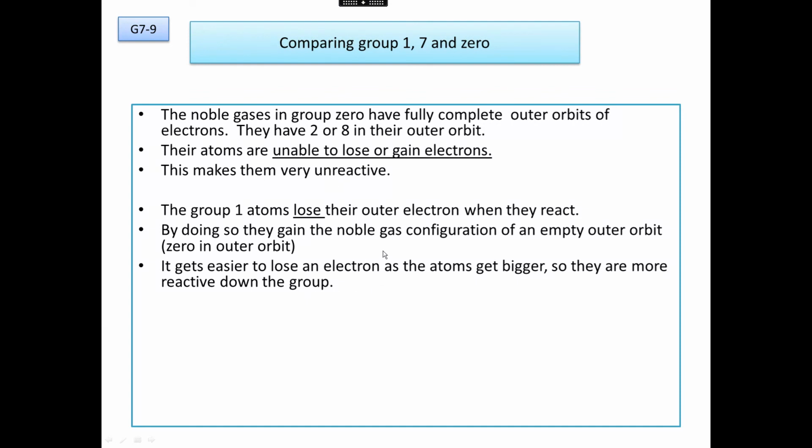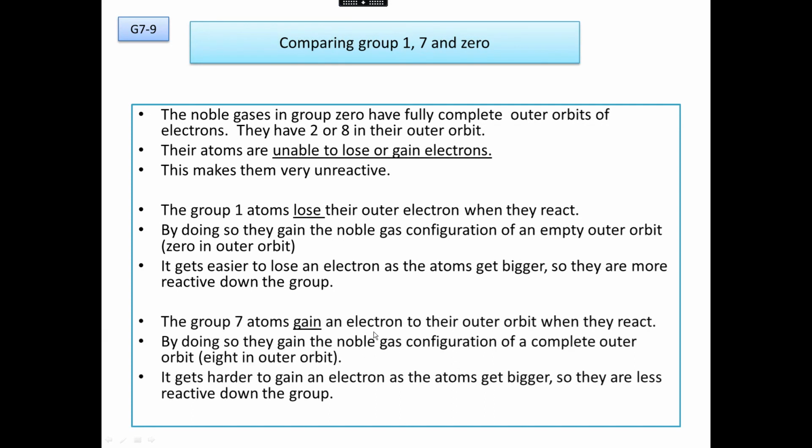I've put in some extra detail here, just clarifying that in group 1 they lose the outer electron, and by doing so they gain an empty outer orbit, which makes them the same as the noble gases. We call that gaining the noble gas configuration. In group 7 they gain an electron to complete the outer orbit, and by doing so they get a full outer shell, sometimes called the noble gas configuration. So group 1 and group 7 can gain the noble gas configuration. In group 1 they lose an electron to do that, whereas in group 7 they gain an electron to do that.